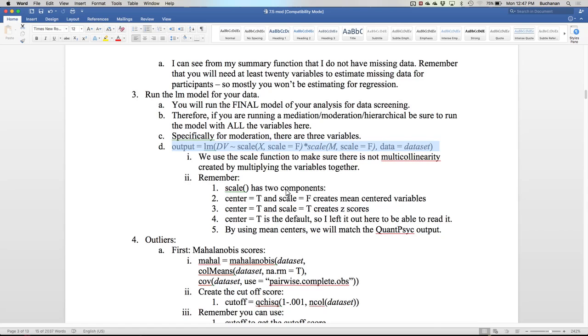Scale has 2 parts. Center equals true, that's the mean center part. And scale equals false is mean centering. Center equals true and scale equals true, those are both defaults, is z-scores. So I just left off center equals true because it's the default. But I turned off scaling because I'm going to do mean centering. So I don't want to test my assumptions on z-scores. I just want to make sure my assumptions test and my real analysis match.